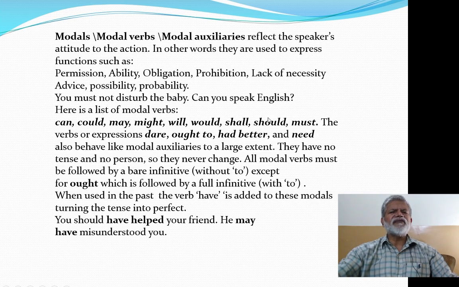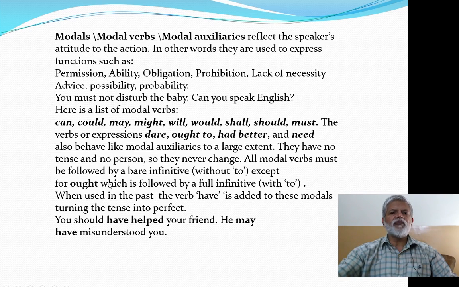Now, these are different modal verbs: can, could, may, might, will, would, shall, should, must. Then there are certain other expressions and verbs: dare, ought to, had better, and need. They also behave like modal auxiliaries. Now, the main thing about these modal verbs is that they don't have any tense and no person. They don't change with person, so they never change. There is no change in them.